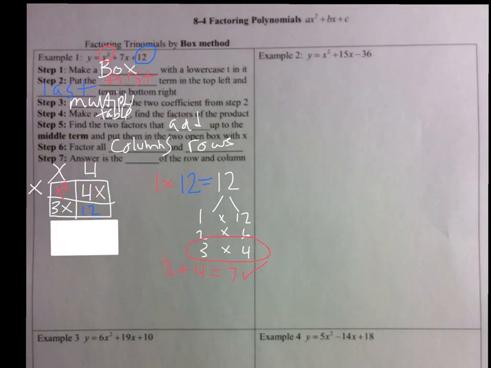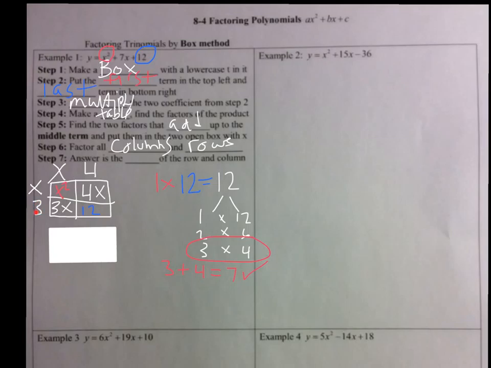Alright, then let's remove this box. Then ask yourself again. Now we're looking from the top column. Now you want to look at this expression up here. So you're asking yourself, x times something will give us 3x. And the term for that would be 3.